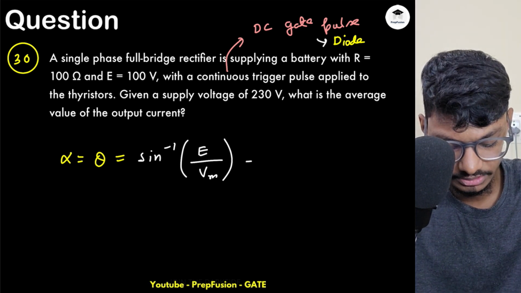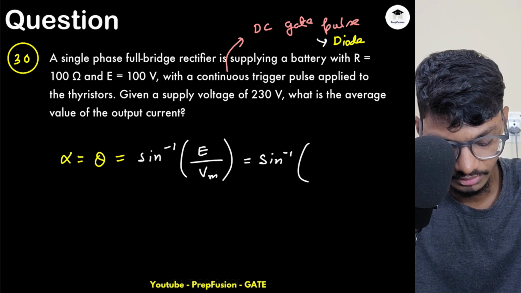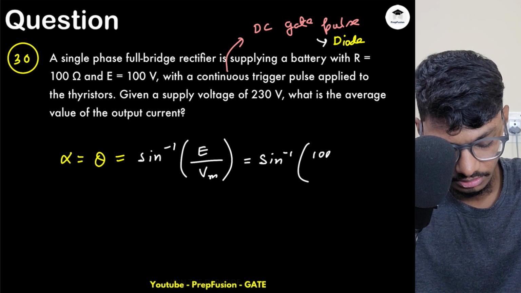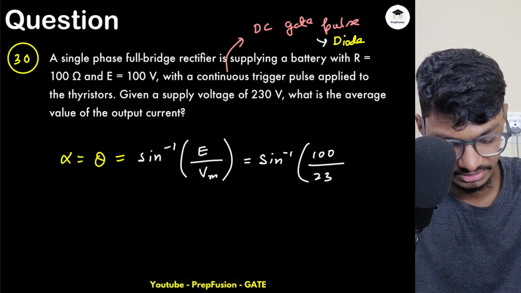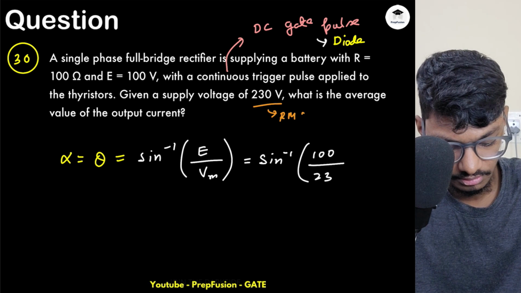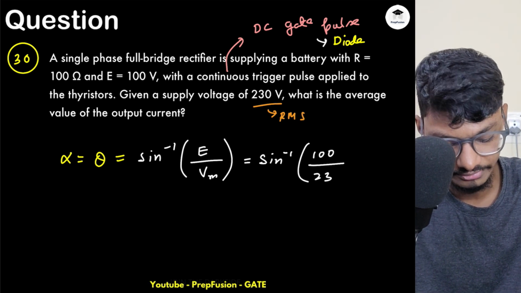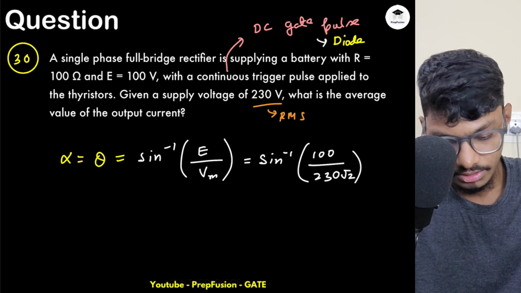So what will this be? That is sine inverse. What is E? E is 100 by Vm. The supply voltage is 230, right? This is given as RMS, so Vm will be 230 times root 2.